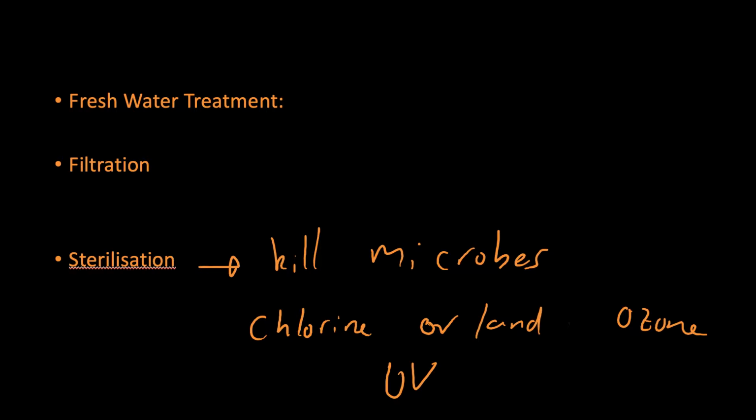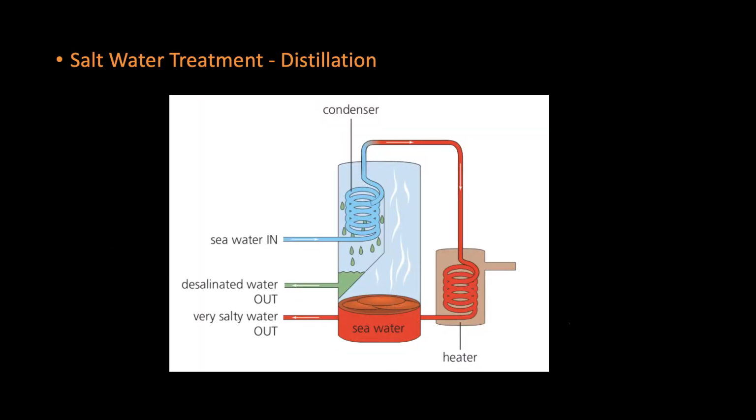Right, now let's have a look at saltwater treatment. There are two different types of treatment that you carry out for your saltwater. The first one being distillation. Distillation is basically where you evaporate things and then you condense them, and the purpose of this is to separate the water molecules from the salt.